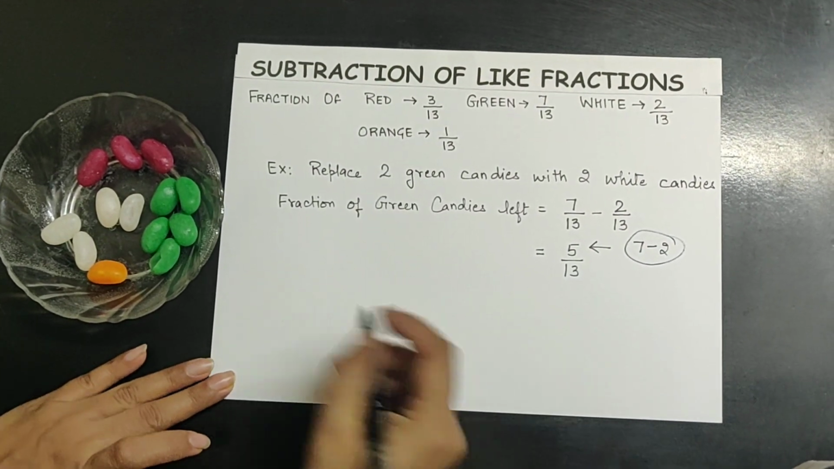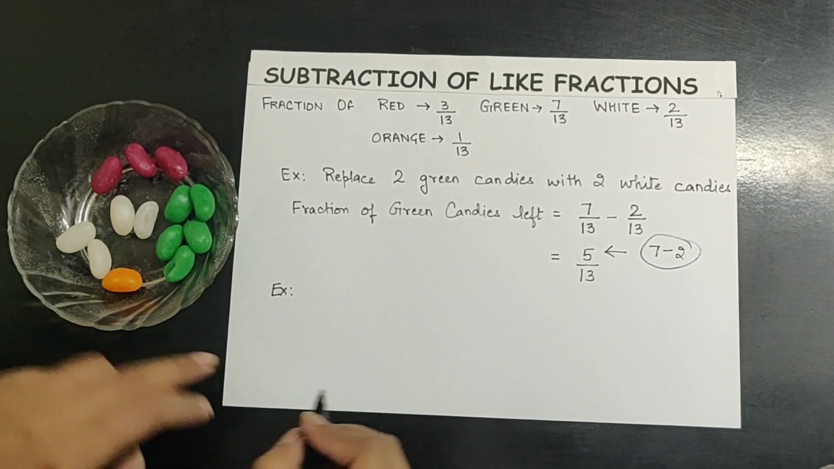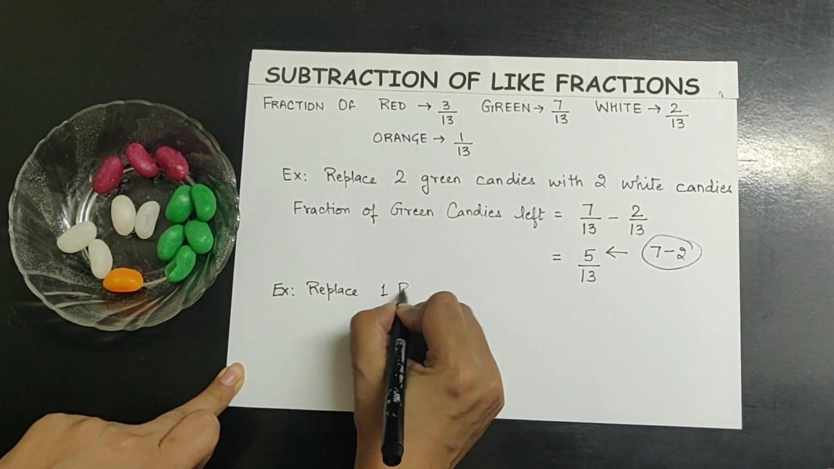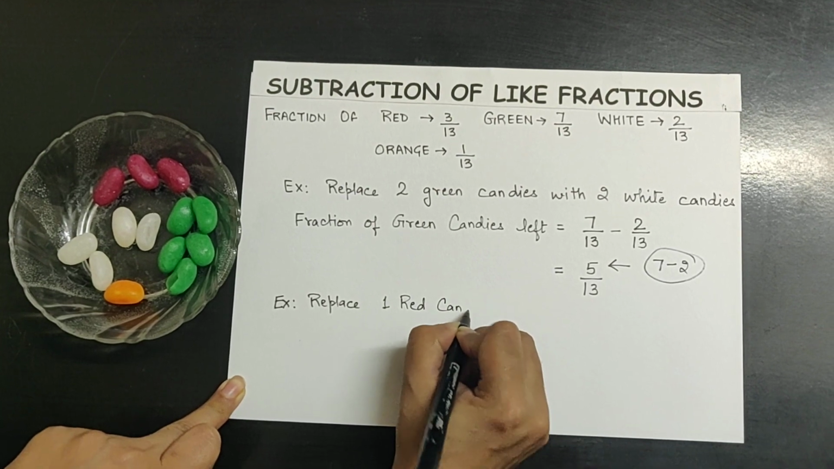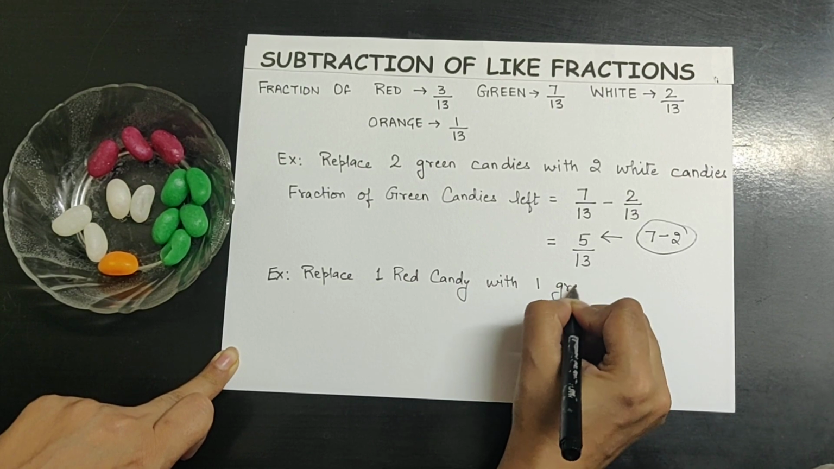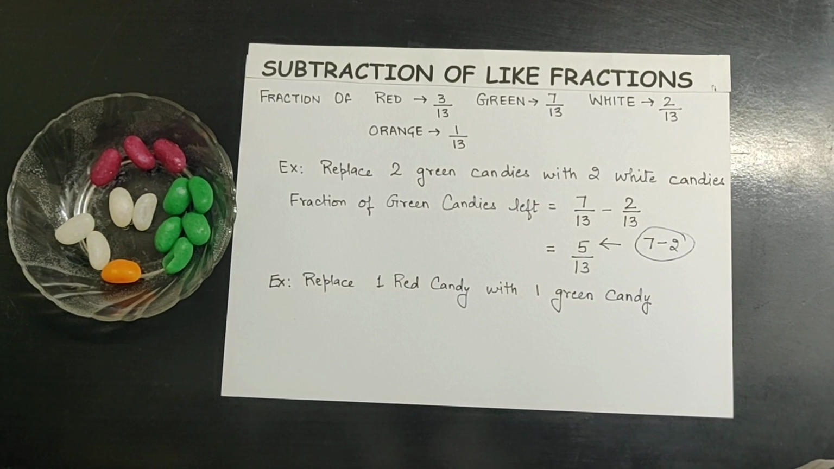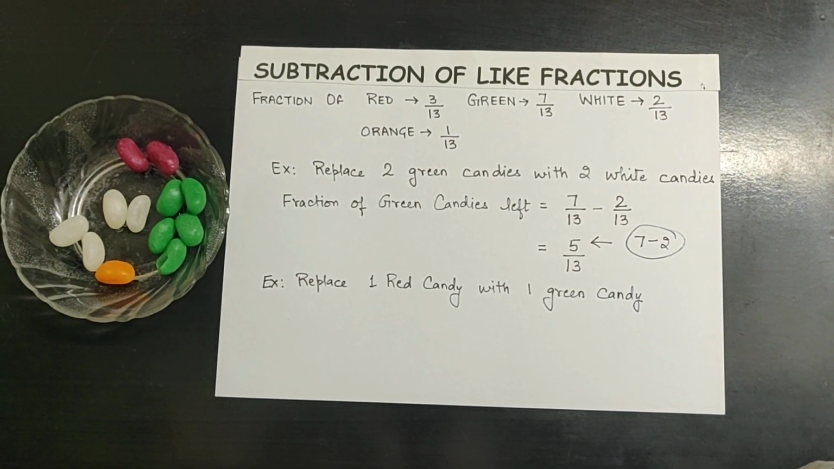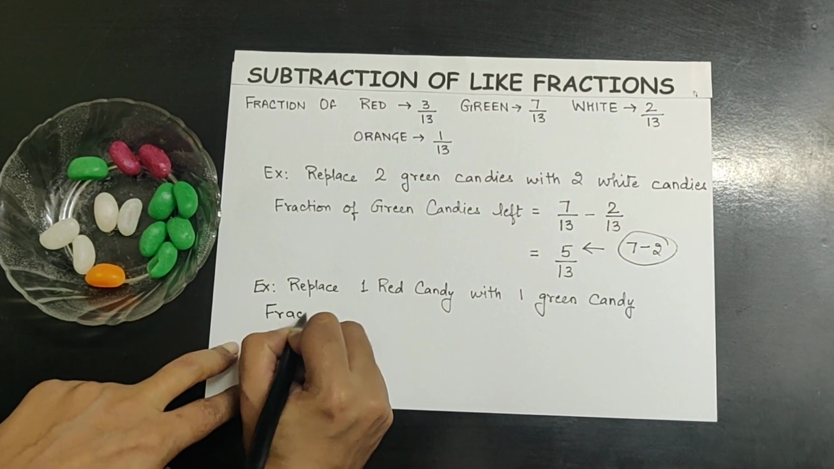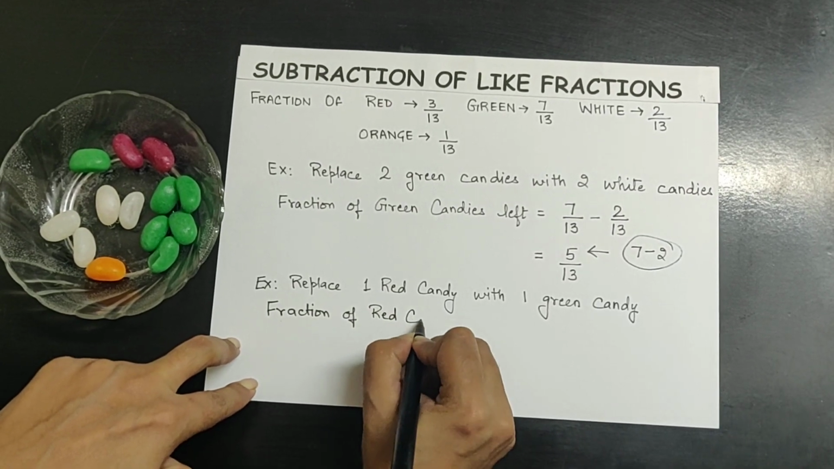Okay. Let's take another example for this. Let us now replace one red candy with one green candy this time, and let's find out what is the fraction of red candies left with us now. So earlier the fraction of red candies was 3 upon 13. We are finding the fraction of red candies left.